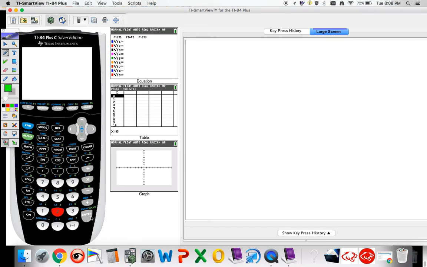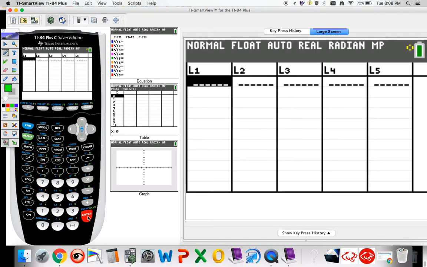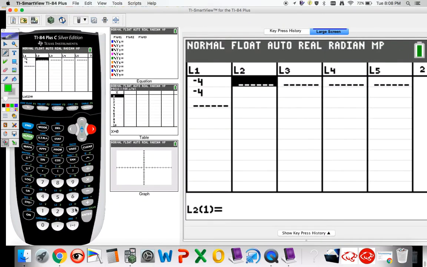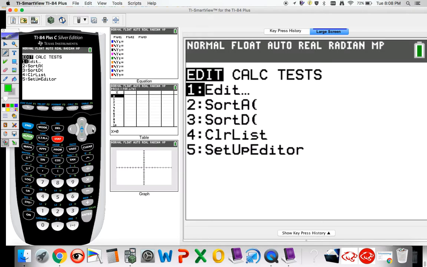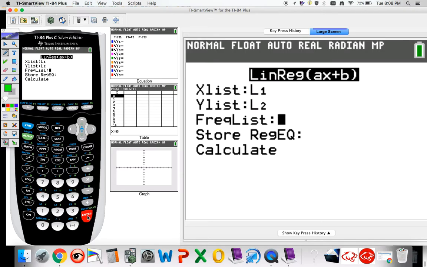Okay, there we go. Clear that out. Stat edit. So L1 was -4, -4. And L2, what was it? -1, -5? Yep, -1, -5. Okay, so then I'm going to go stat. I'm going to go over to calc. I'm going to hit number 4. Hit enter all the way through your calculate.